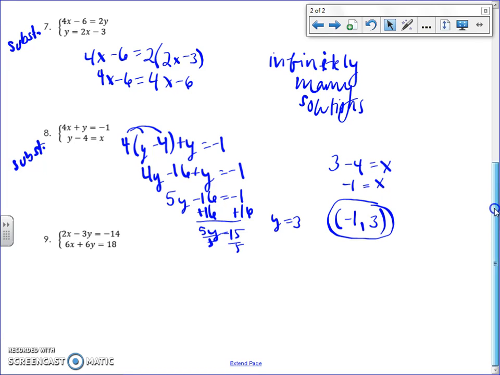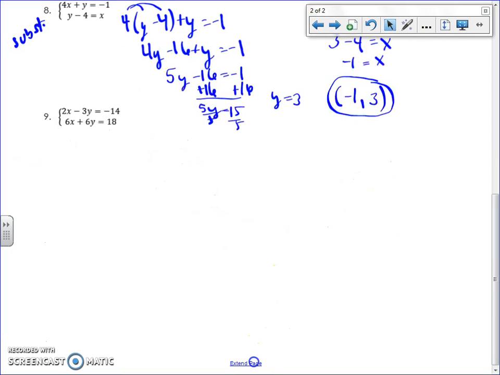And then the last one on this page, we have 2x minus 3y equals -14, and 6x plus 6y equals 18. For this one, there's not really one that lends itself more than another, but I think that the best method to use here would be elimination. The reason why is because there are common multiples between these x coefficients and these y coefficients that it would be easy just to multiply one of them by a number.